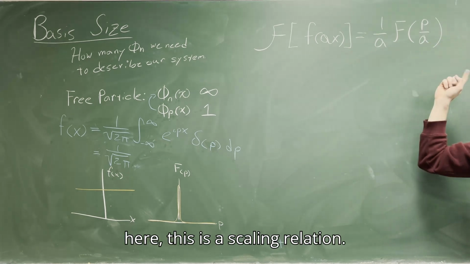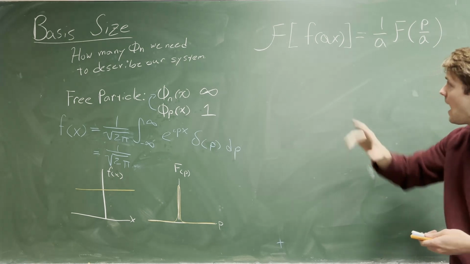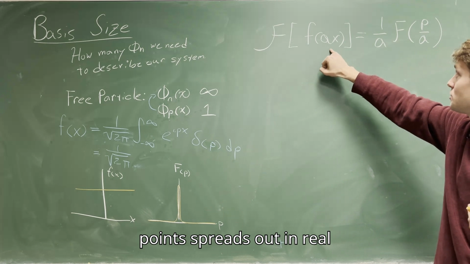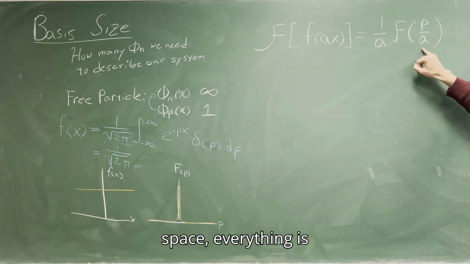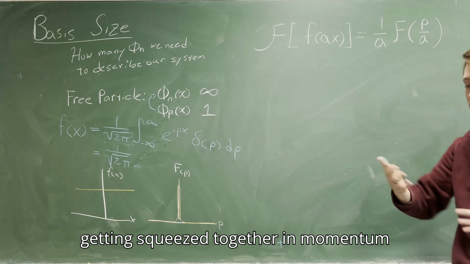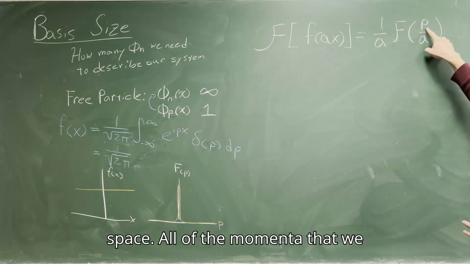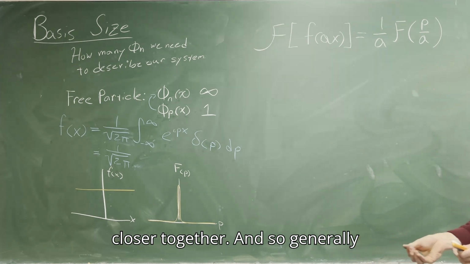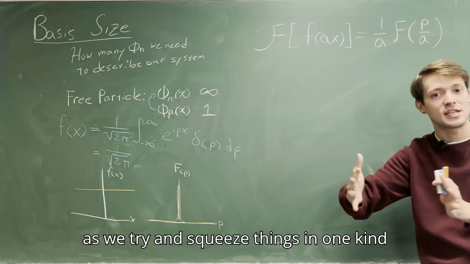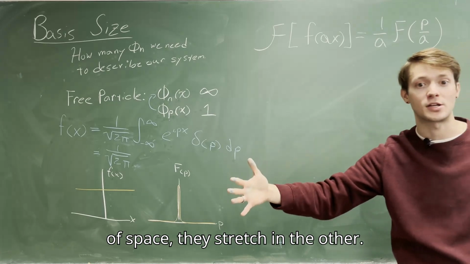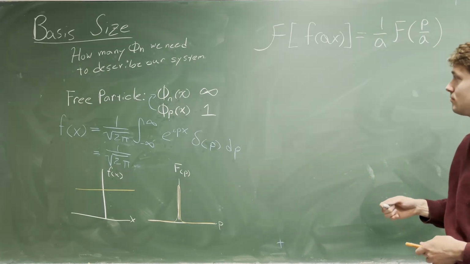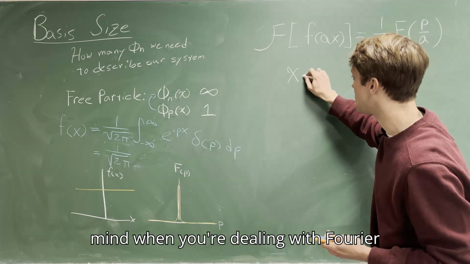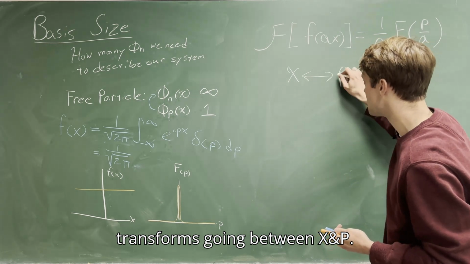So what this says, this is a scaling relation: as the distance between our points spreads out in real space, everything is getting squeezed together in momentum space. All of the momenta that we use, we have to push them closer and closer together. And so generally, as we try and squeeze things in one kind of space, they stretch in the other. So this is something you should keep in mind when you're dealing with Fourier transforms going between x and p.